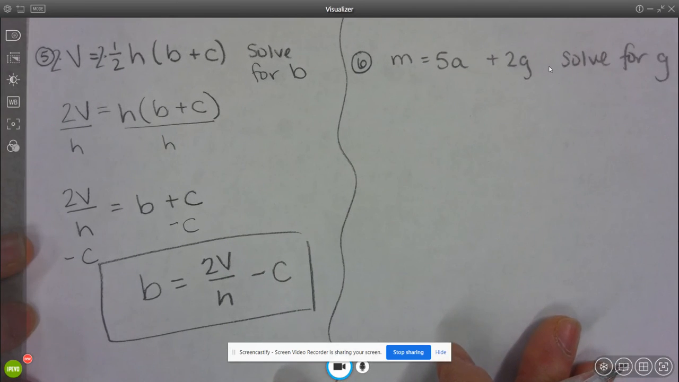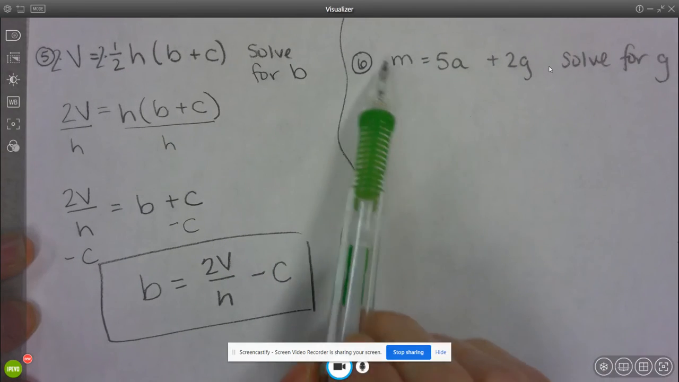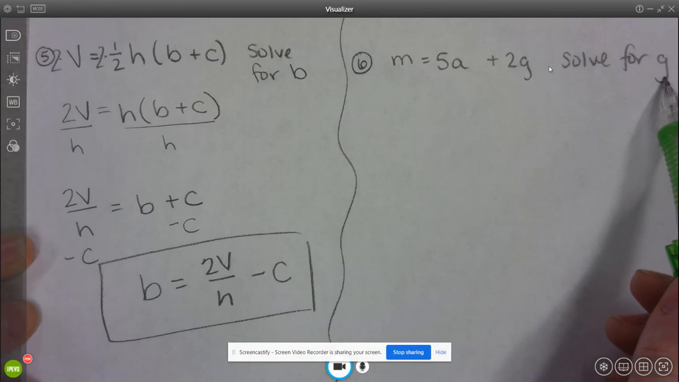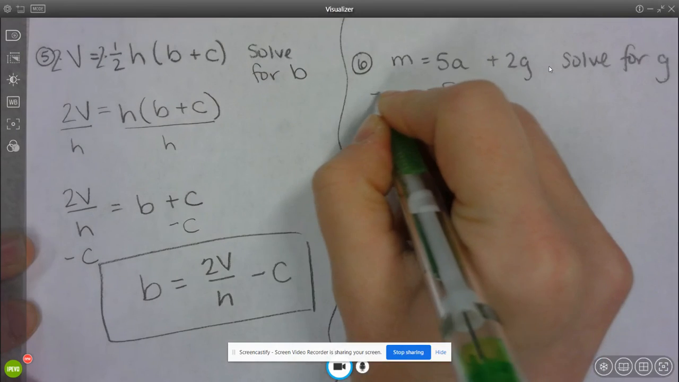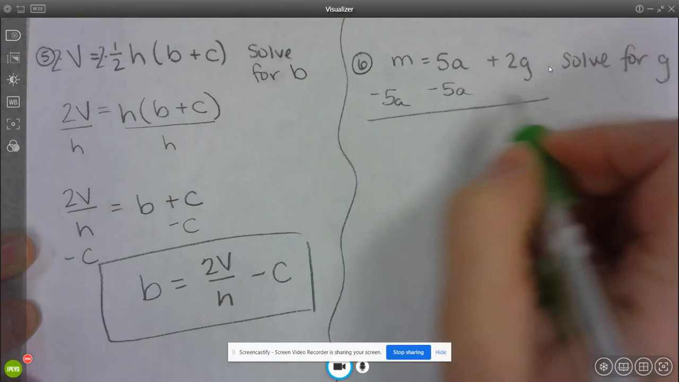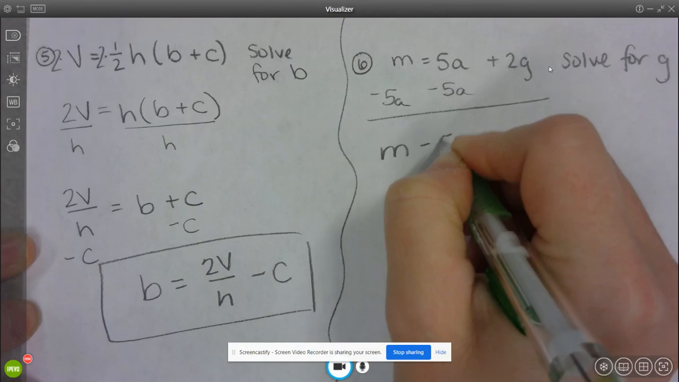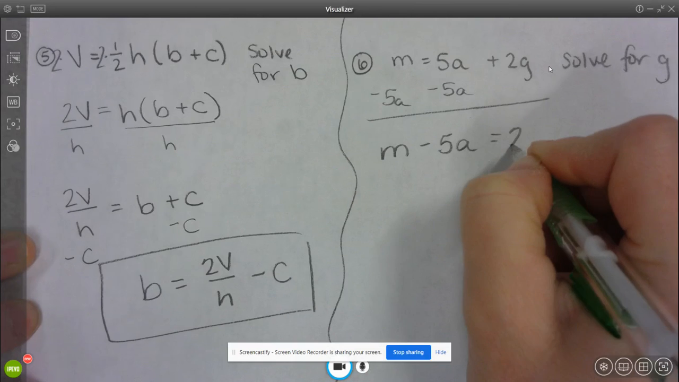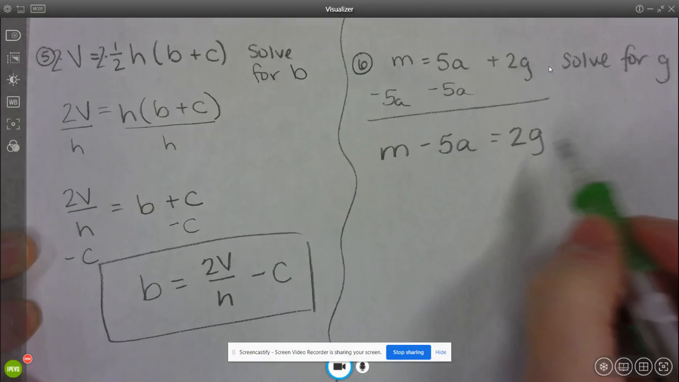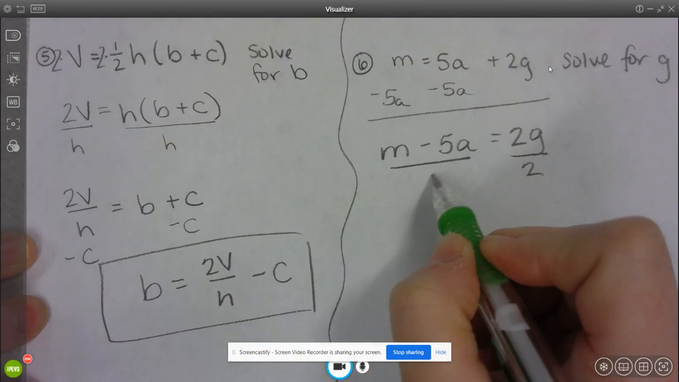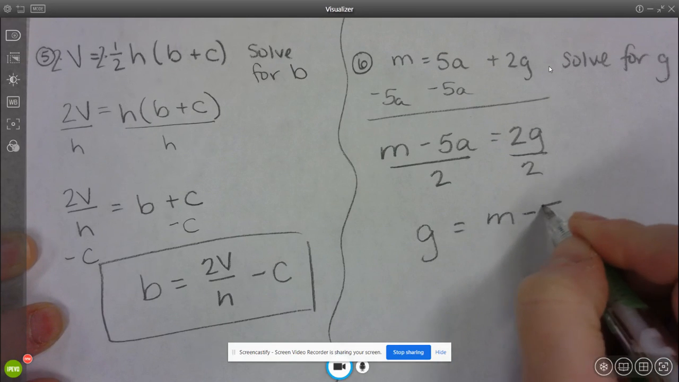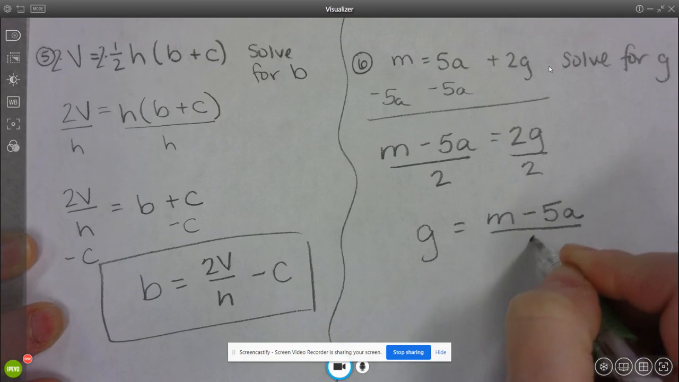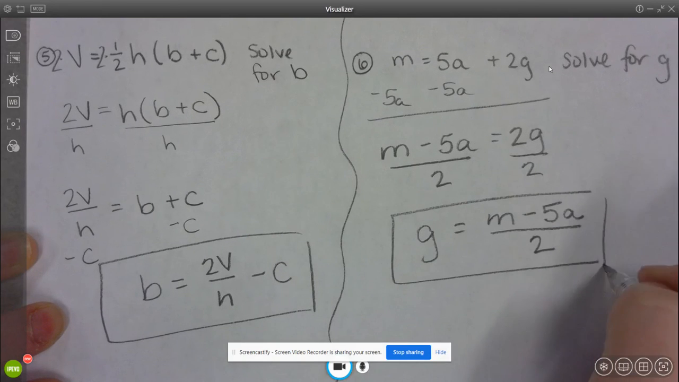And then last but not least, we're going to look at this question here where we're solving for g. So I'm going to move this 5a term. So I'll have m minus 5a being equal to 2g. And then I'm going to divide by 2. So g is going to be equal to m minus 5a all divided by 2.